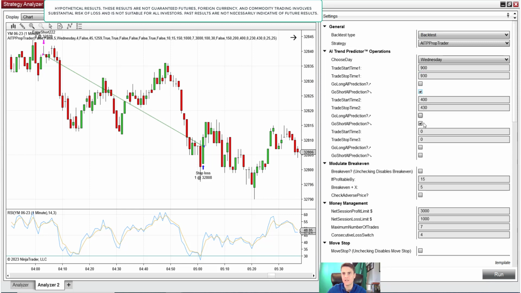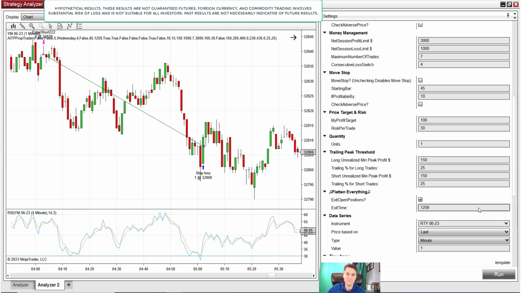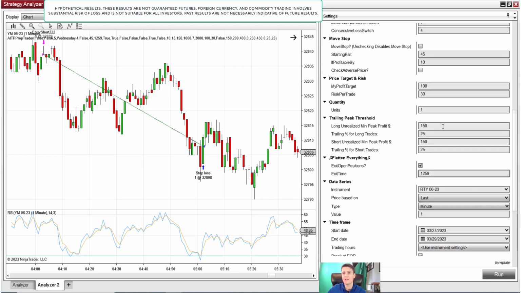Okay. And we are not doing anything with the other one. You can leave it like this because it's not checked, but sometimes people get confused. So let's just put 0, 0 there. That means it's not looking for anything, primarily because it's not checked. But let's go ahead and leave everything else the same. Still $150. If we hit $150 of unrealized profit, it's going to start tracking that peak as the peak moves.